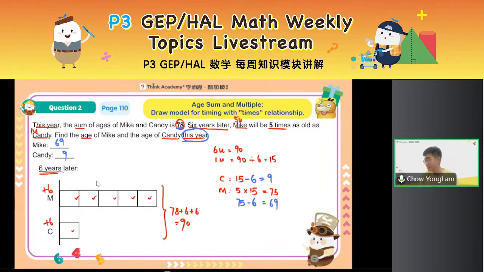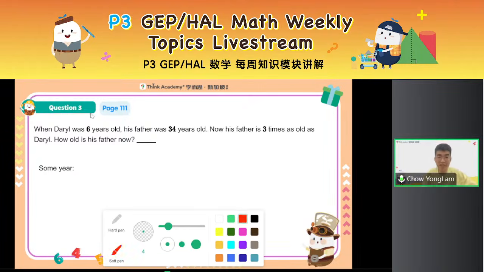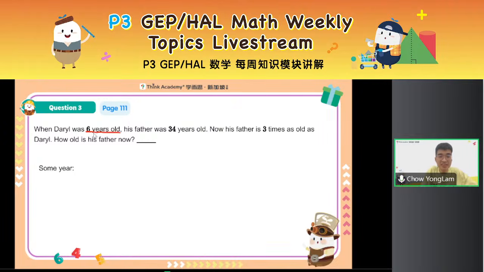All right, now let's review with yet another question. Are you ready? This time the question is on your next page, page 111. Let's read the question. When Daryl was 6 years old, his father was 34 years old. Now, I give you the ages directly. I am so generous, right?